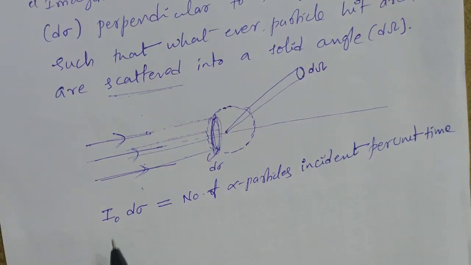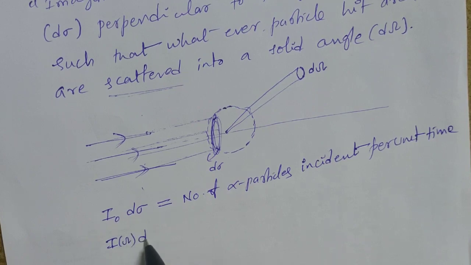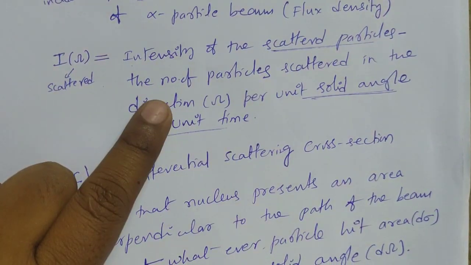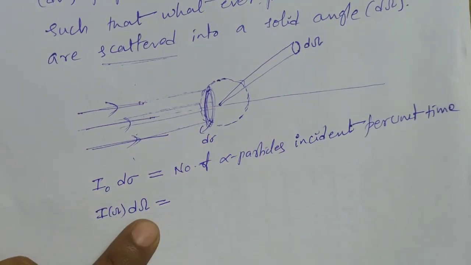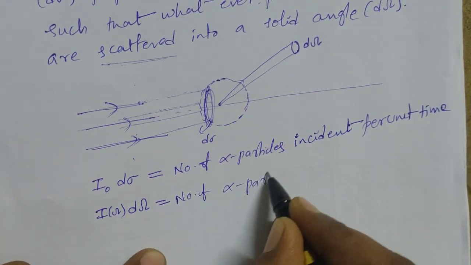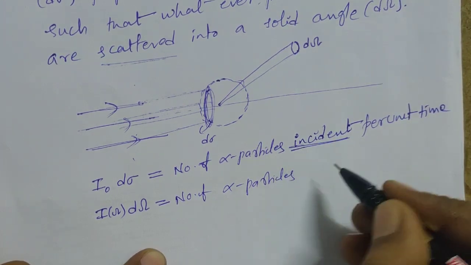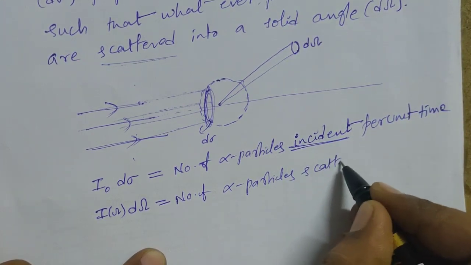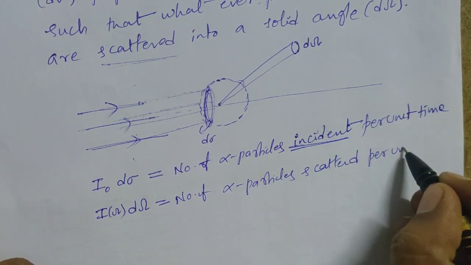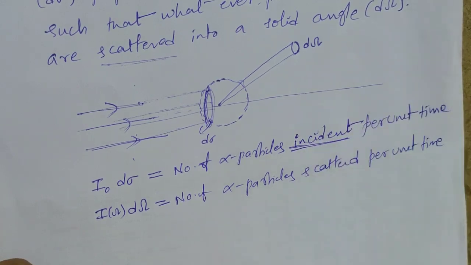Now let us see what this quantity represents. I as a function of solid angle, of course, into that solid angle. What is this I I have written here? I means intensity, again the number of particles per unit time per unit solid angle, but we are already multiplying with the solid angle. So this is the number of alpha particles scattered per unit time in that solid angle direction.